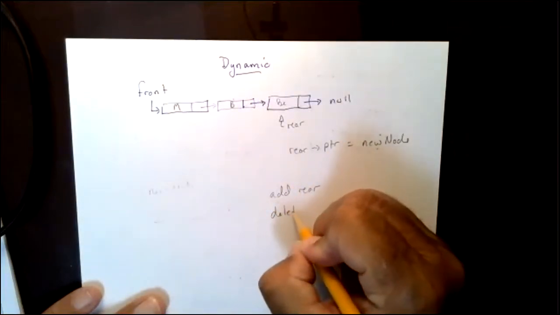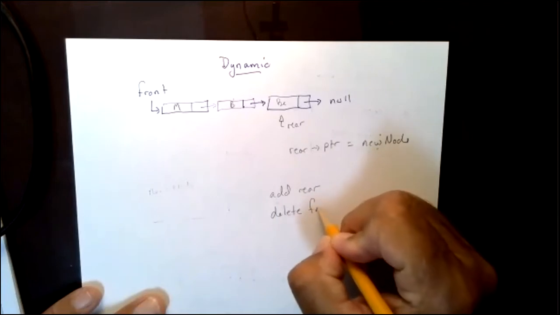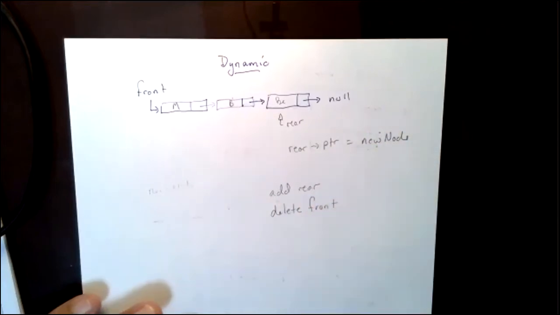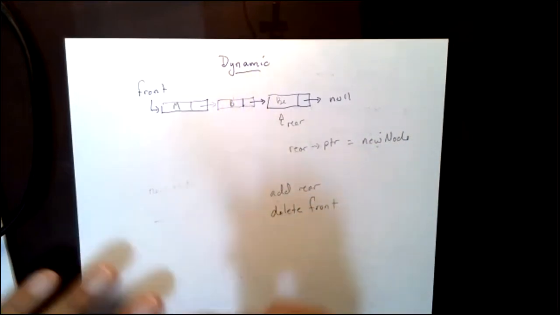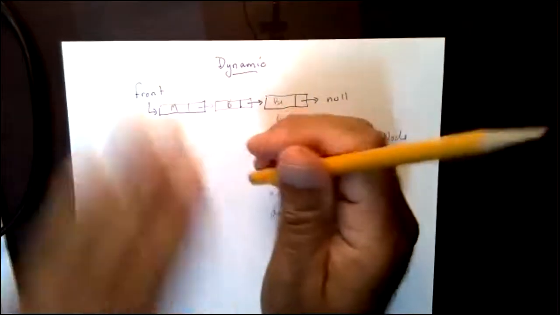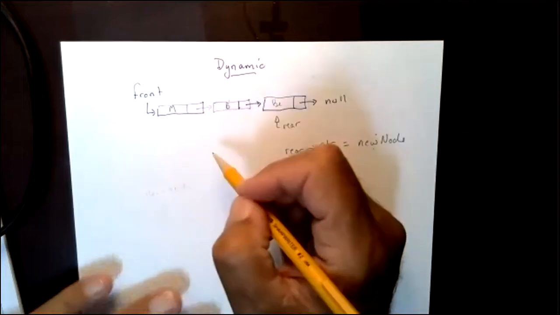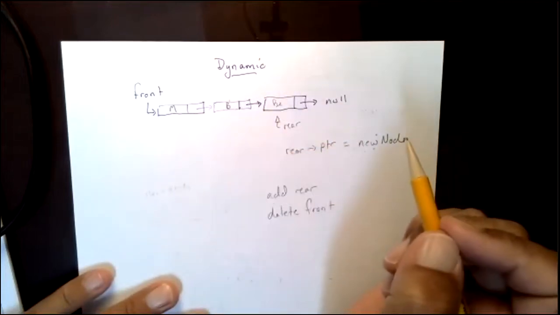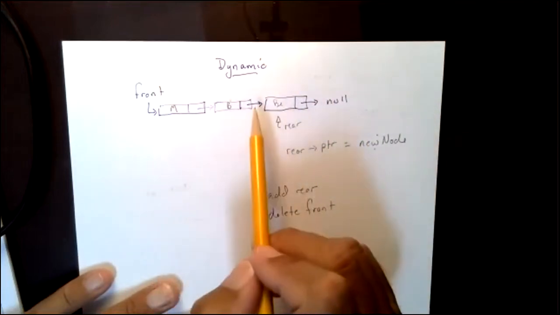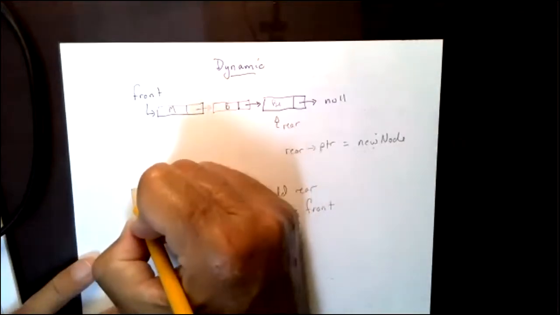I'm going to dequeue, delete from the front, because these are going to be opposites again. How would I delete from the front? And we're going to put a little more thought into this one. I mean, the simple response would be what? Have front point to B. Right. But here's what we're actually going to do.